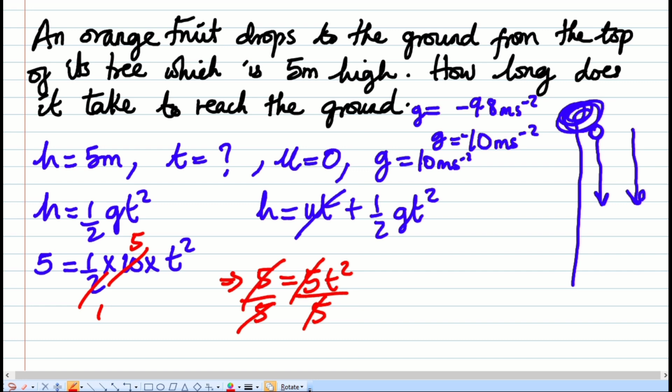That gives you 1. So again, we have that t² is equal to 1. To find t, we just find the square root of both sides, so t is equal to the square root of 1. The square root of 1 is 1, and time is in seconds. So it took the fruit 1 second to reach the ground, and that's the answer. Okay, let's go to the next question.